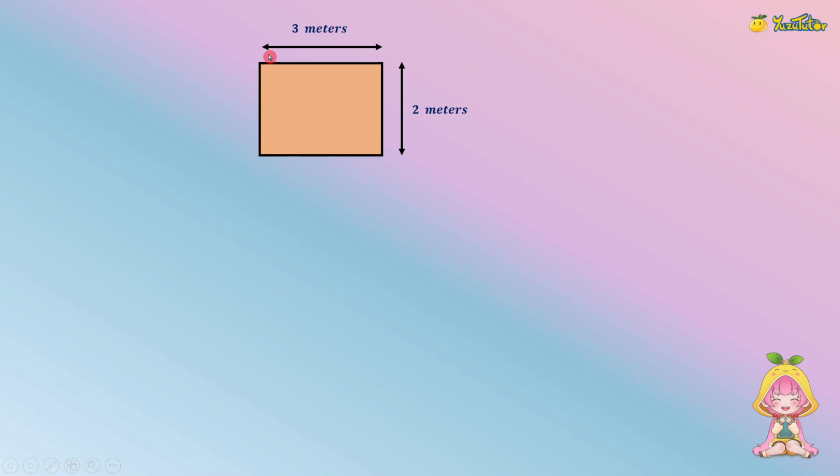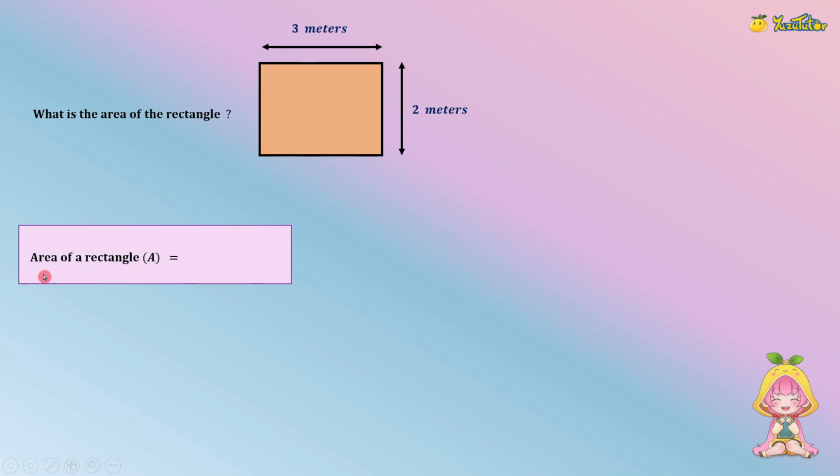This rectangle is 3 meters by 2 meters. What is the area of the rectangle? To find the area, use this formula. Area equals width times length. So area A equals 2 times 3, which equals 6.